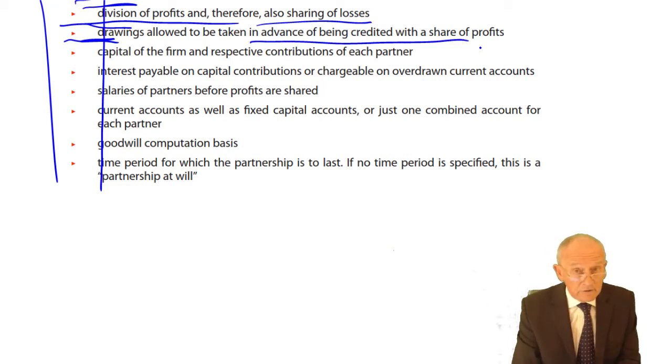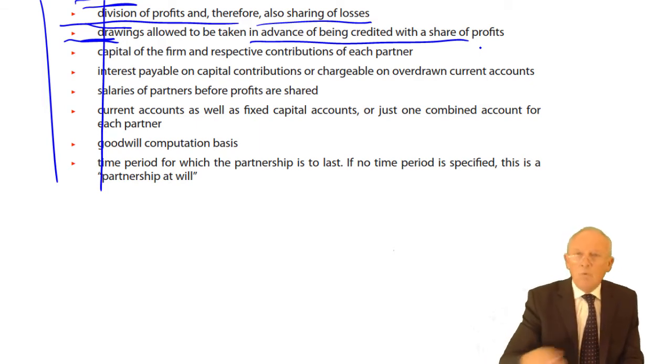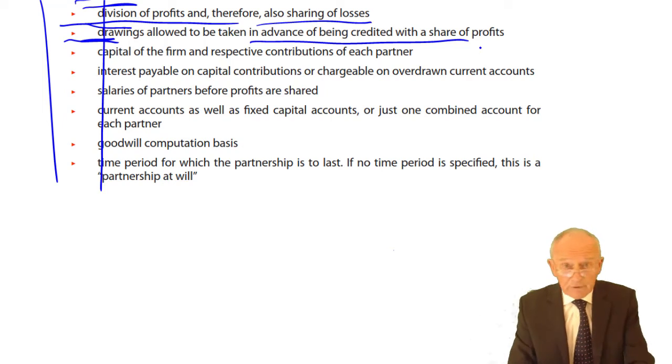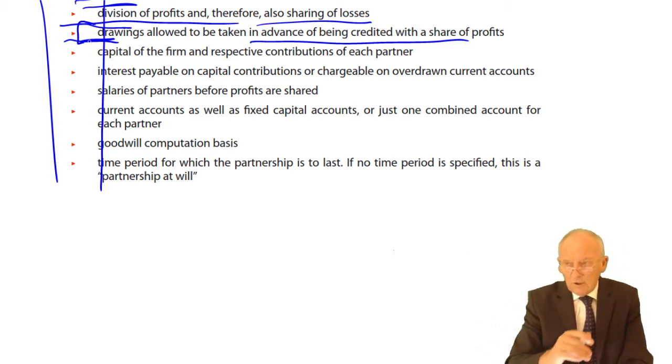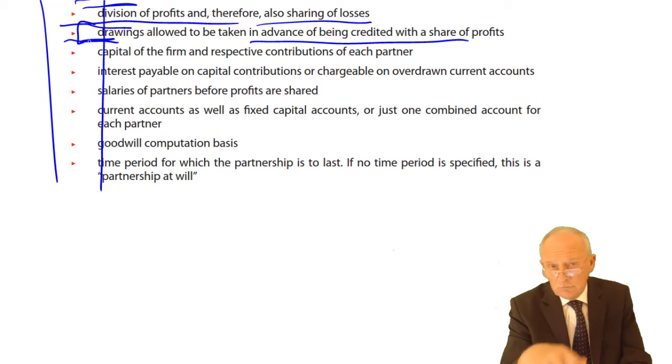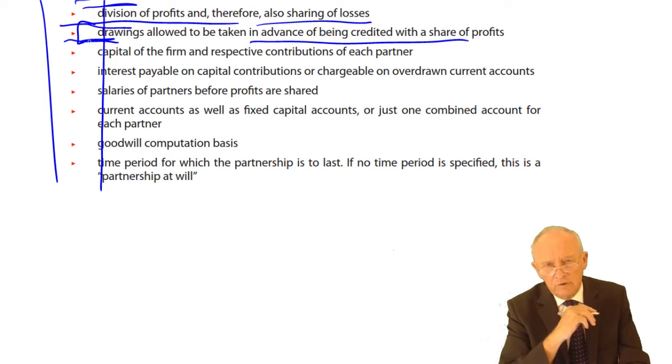Those are called drawings. Well, there ought to be a limit, because otherwise I find that you have drawn more money than I'm making profits. And that way lies disaster. So we need to establish the limit that either of us may draw monthly, quarterly, annually, in advance of being credited with our share of profits.